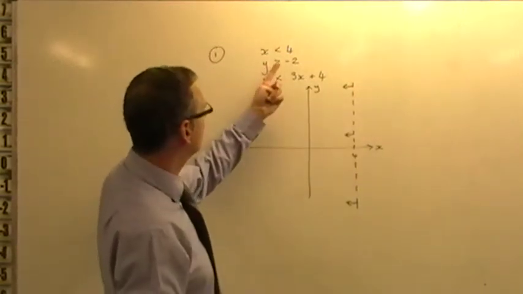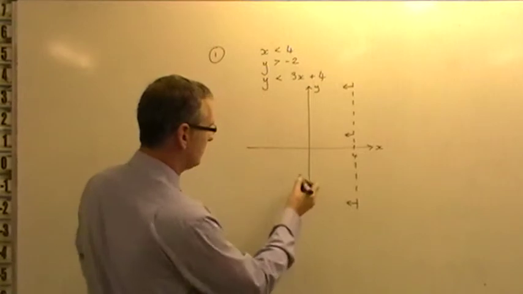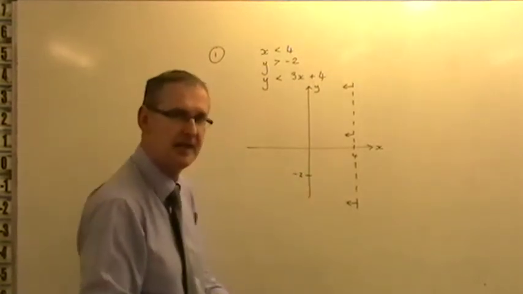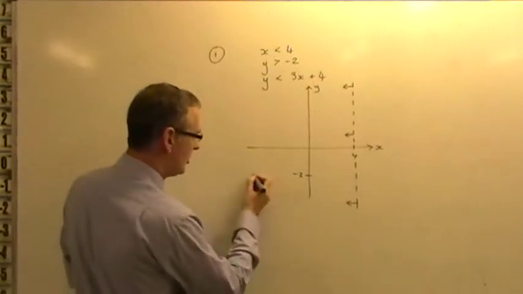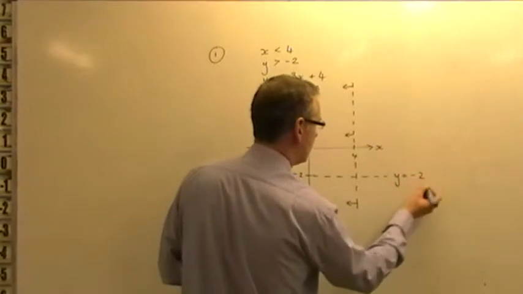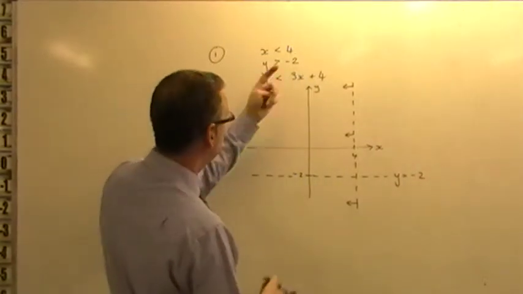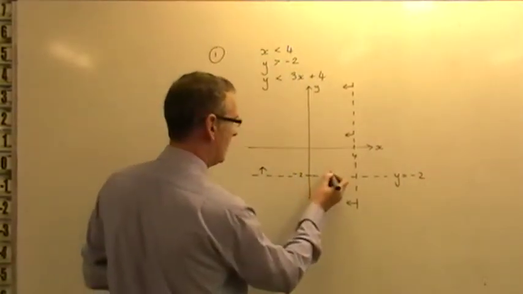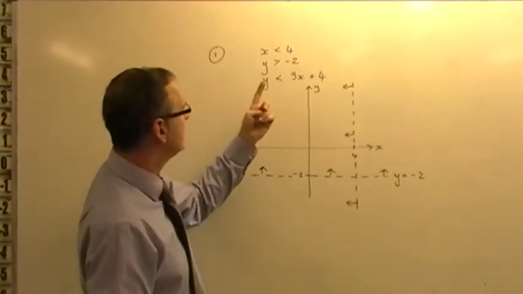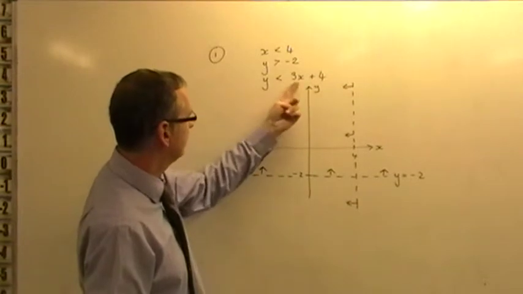Next one, y greater than -2. So you go to -2 on the y-axis, no scale needed, just mark it on down there on the negative y scale. Dotted line going across. That's the boundary y equals -2. Y needs to be bigger than, so arrows going above, like so. Thirdly, I need to show y values less than 3x plus 4.